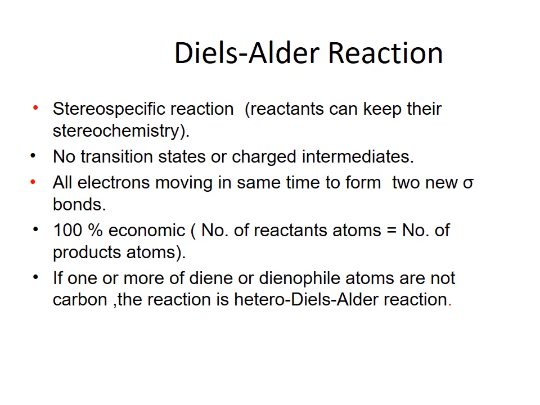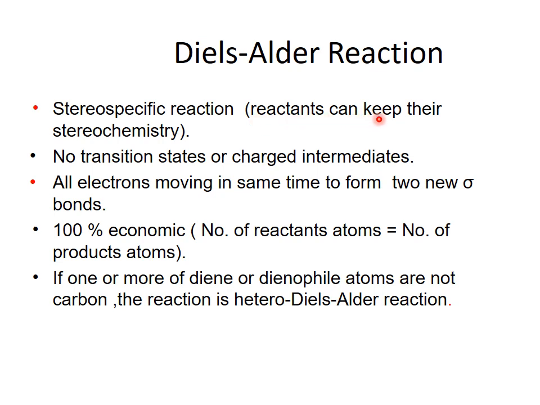We are discussing the Diels-Alder reaction. The Diels-Alder reaction is a stereospecific reaction. During this reaction, the stereochemistry of the reactants is reproduced in the products, and reactants keep their stereochemistry in the product as well. There is no transition state or charged intermediate during the Diels-Alder reaction. As we discussed in previous slides, this is a concerted reaction and it completes in a single step. So no charged intermediates are formed during this reaction.